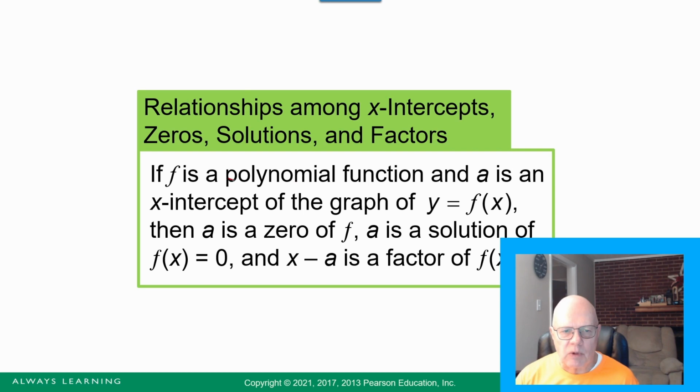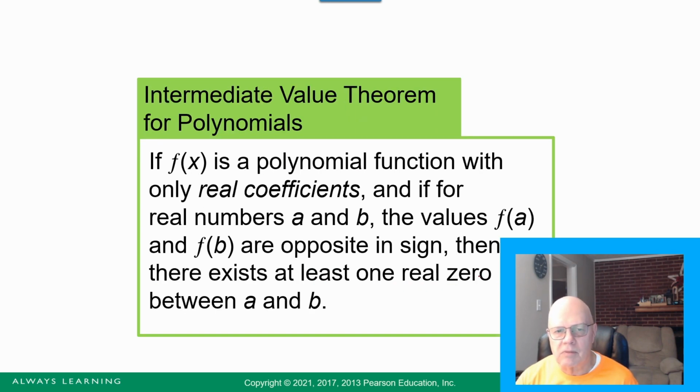And you can read through this. We're talking about polynomials. If a is an x-intercept, it crosses through there. So x equals a will be one of those. And that also means since x equals a, x minus a is a factor of that polynomial. Remember, we're talking about a polynomial that has real coefficients. No i's, no complex numbers that have imaginaries, let's say.